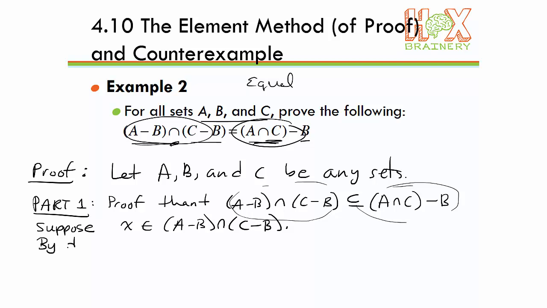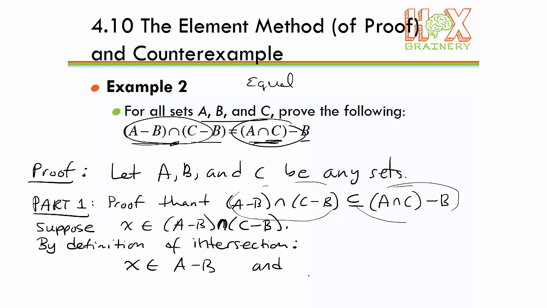Okay, by definition of intersection, because of this intersection right here, X is an element of the set difference A and B, and X is an element of the set difference between C and B, right? So we're just rewriting the intersection with the word and.